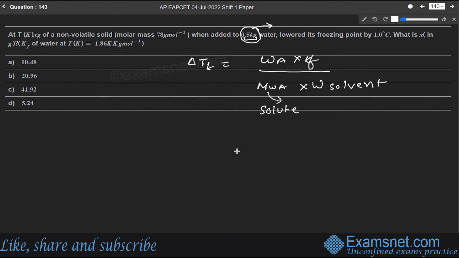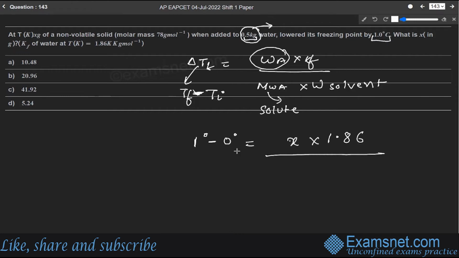So now that's easy. Delta Tf, you can say Tf minus T initial. Tf is already 1 degree; you can see in the question it's already given, lowered by 1 degree. Initial would be 0 degree. Now let the weight of solute be x gram. So x into Kf, which is already given to you as 1.86, and the molar mass of solute is given as 78 grams, and 0.5 for the weight of solvent is given to you.